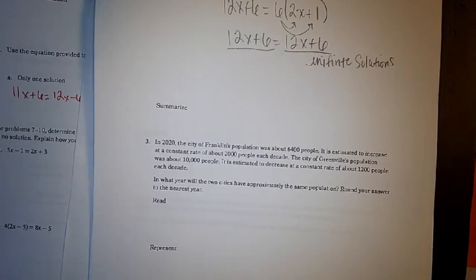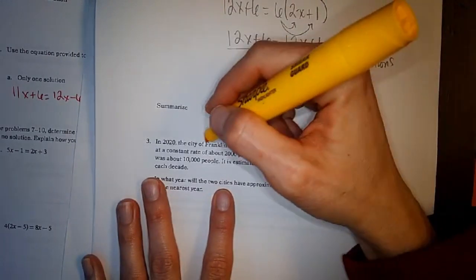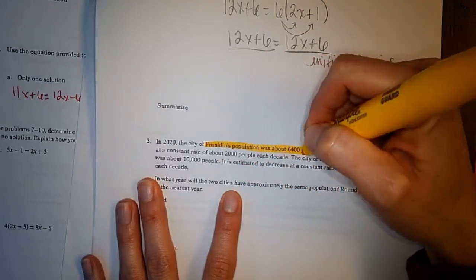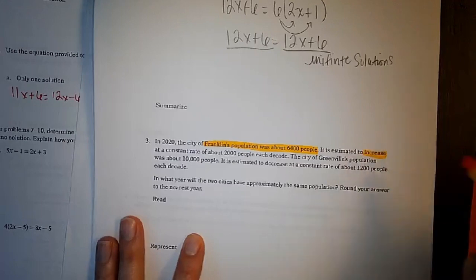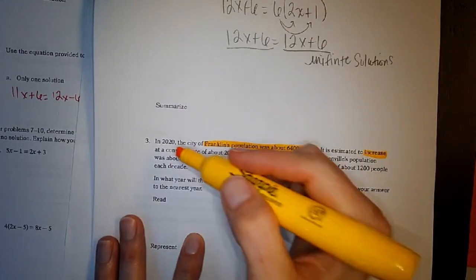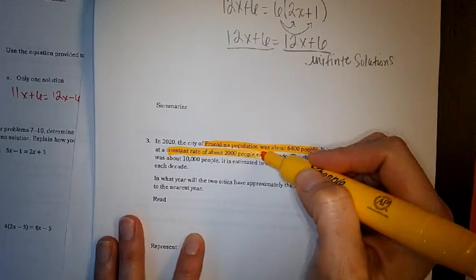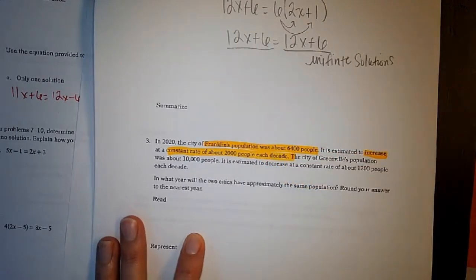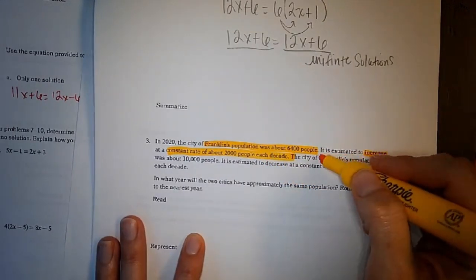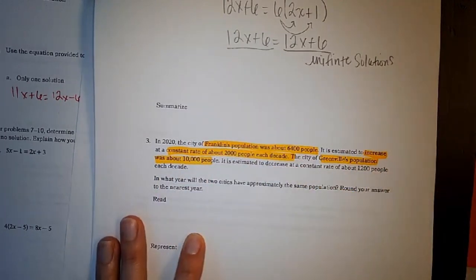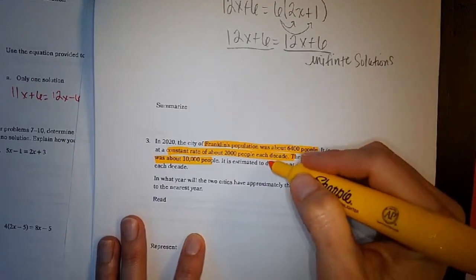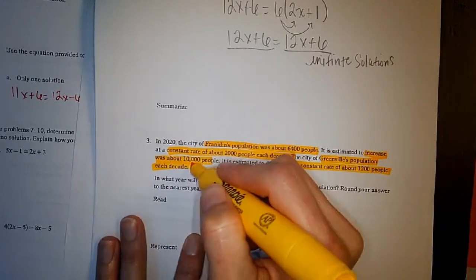Well, we need to know what information. Franklin's population was what? 6,400, and it increases, that means it's going to go up, at a constant rate of about 2,000 people each decade. And Greenville's population was about 10,000, and it's going to decrease, which means it's going to go down at a constant rate of about 1,200 people per decade. So how could we rewrite this as an equation?